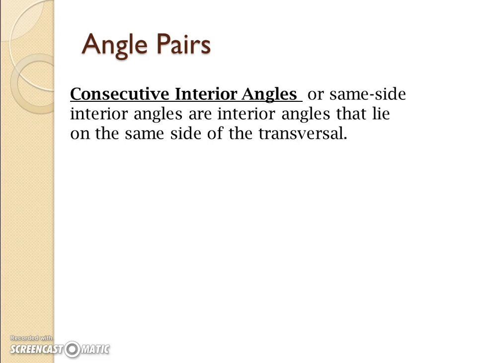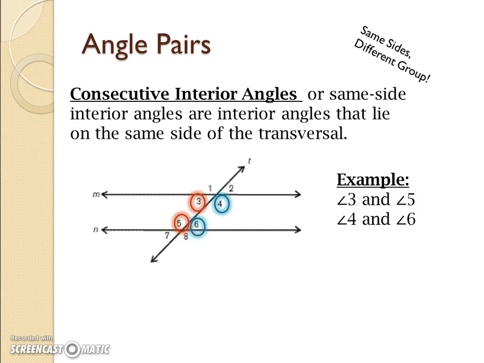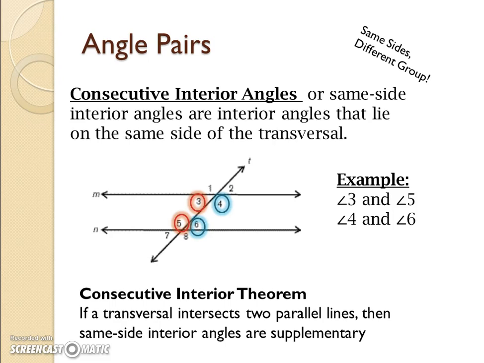We have consecutive interiors. They're on the same side this time. So same side, different group. Here it's 3 and 5, 4 and 6. And our theorem for this: they are not congruent, but they are supplementary. So if they're parallel lines, then the same side interiors, or consecutive interiors, are supplementary. So they add up to 180.